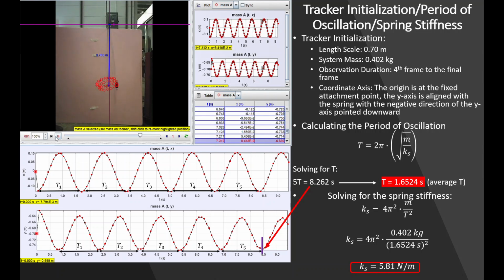The top graph shows the x position versus time, and the bottom shows the y position versus time. I specifically used the y position versus time graph, and I observed 5 complete periods as shown below and found that the last period's time was 8.262 seconds, and the average period time was calculated to be 1.6524 seconds as shown in red. From lecture, we learned that we can manipulate the period of oscillation formula to solve for the spring stiffness, which will equal 4 pi squared times mass over the period squared. When we sub in the correct values, we can calculate the spring stiffness to be 5.81 newtons per meter.